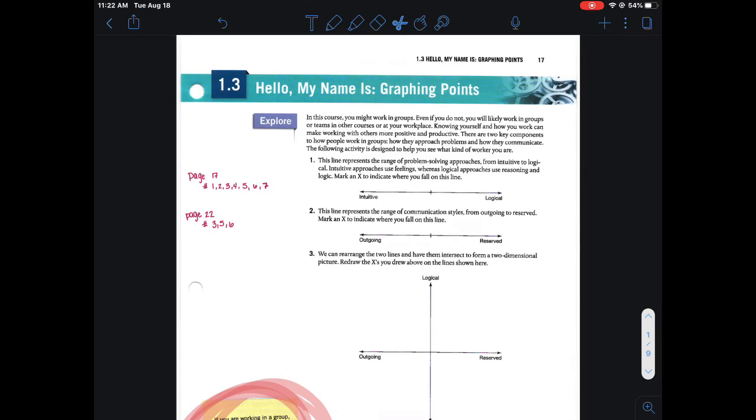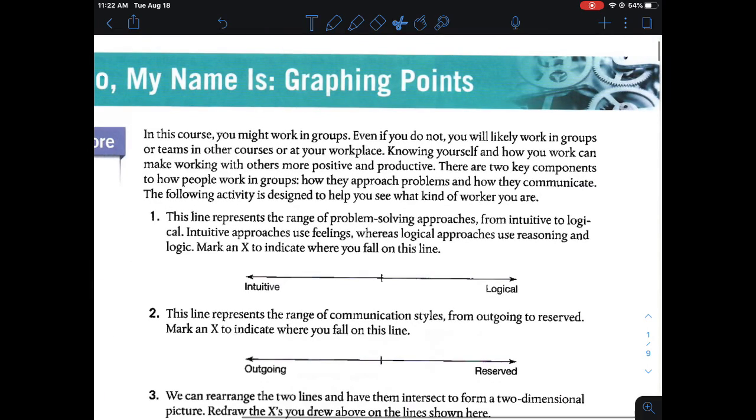All right, explore. In this course, you might work in groups. Probably not, because we're remote learning. If you don't, you'll likely work in groups in other courses or at your workplace. Knowing yourself and how you work can make working with others more positive and productive. There are two key components to how people work in groups: how they approach problems, and how they communicate. The following activity is designed to help you see what kind of worker you are.